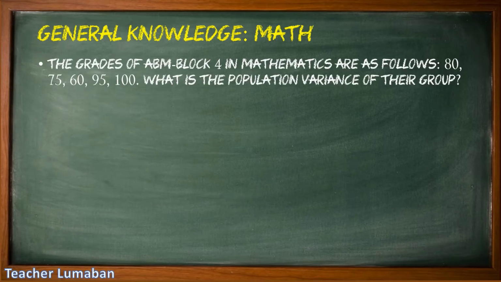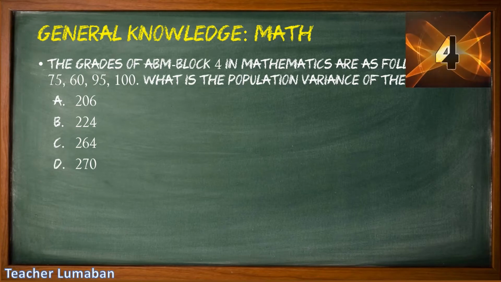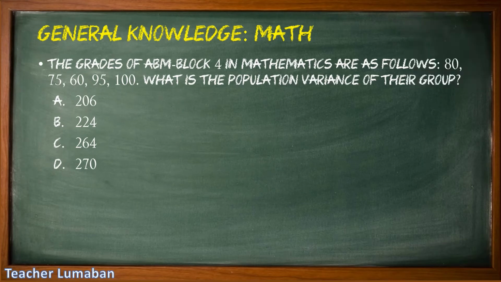The grades of ABM Block 4 in mathematics are as follows: 80, 75, 60, 95, 100. What is the population variance of their group? Letter A: 206. Letter B: 224. Letter C: 264. Letter D: 270. Please answer in 5, 4, 3, 2, 1. The correct answer is letter A, 206.